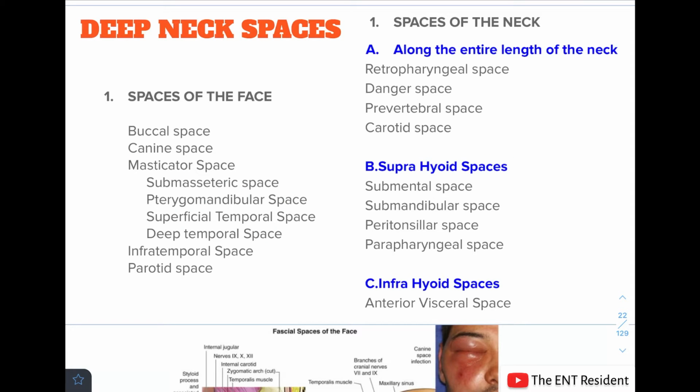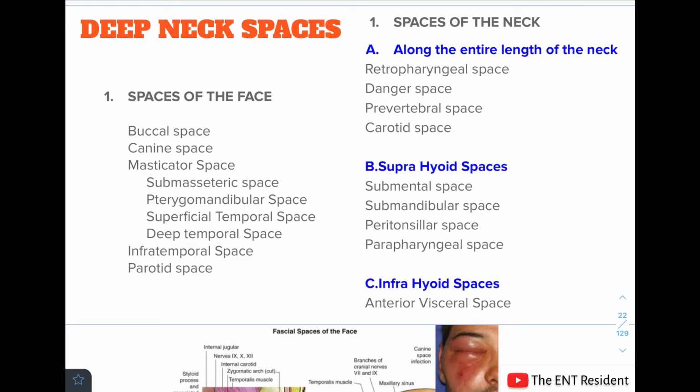So the first thing we need to know is the classification. How can we classify these potential spaces? We'll classify them according to their location. A broad classification is the spaces located in the face and the spaces of the neck. First, the spaces of the face: the Buccal space, the Canine space, Masticator space, Infratemporal space and Parotid space. The Masticator space in turn consists of 4 different components: the Submasseteric space, the Pterygomandibular space, superficial temporal space and deep temporal space.